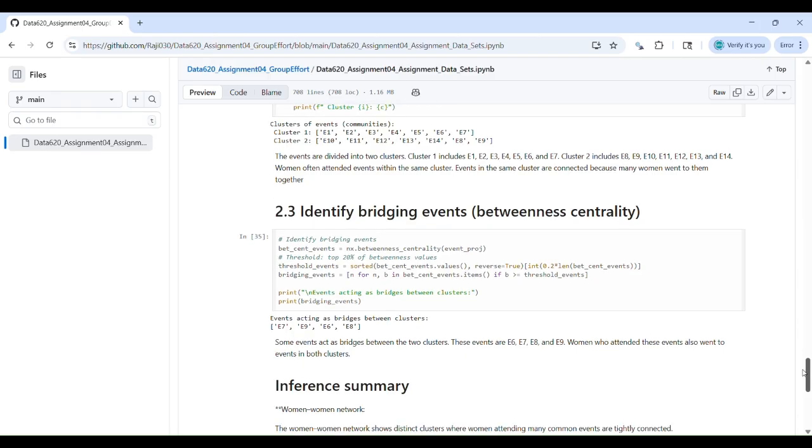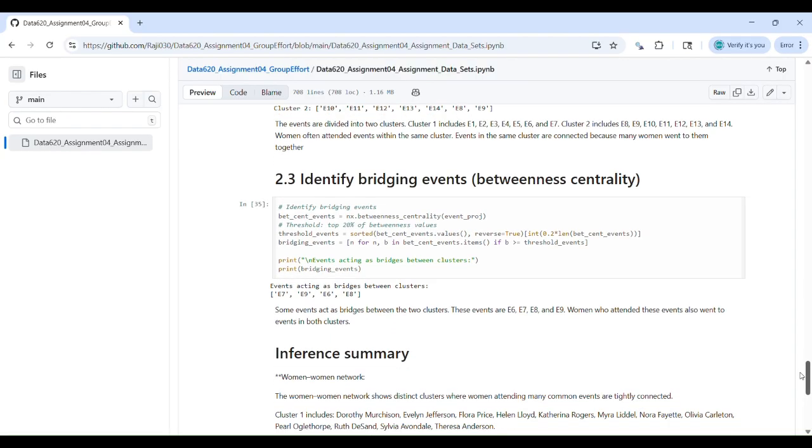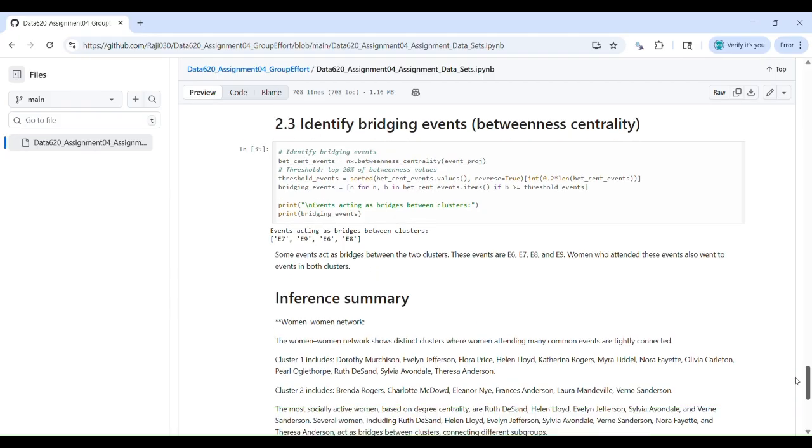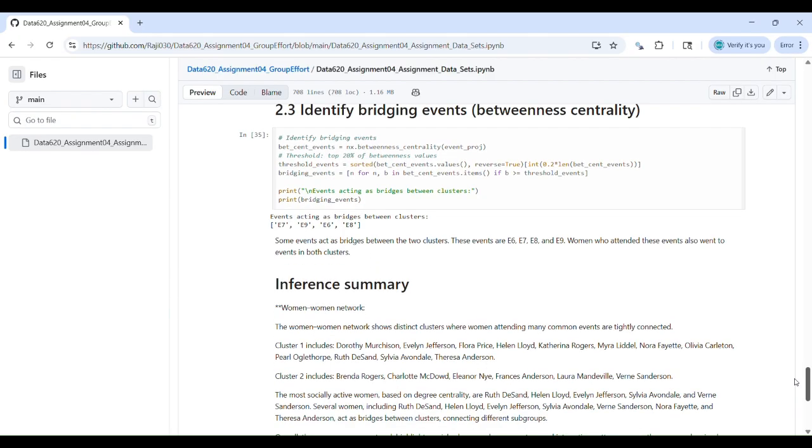And then we identified the bridging events, which is again the betweenness centrality among the events. Events E7, E6, E8, and E9 basically act as bridges between the clusters. So that means women who attended these events also went to events in both clusters.